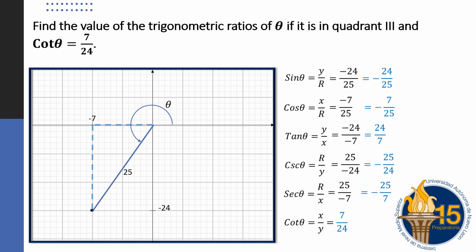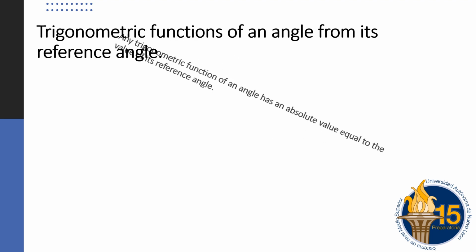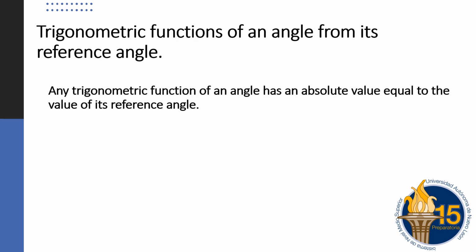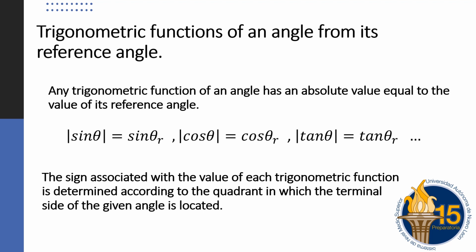So let's see the following definition. Any trigonometric function of an angle has an absolute value equal to the value of its reference angle. It means that the absolute value of sine of an angle equals sine of the reference angle, and it is the same with the absolute value of cosine of the angle that is equal to cosine of the reference angle, and the same with the other four trigonometric functions. The sign associated with the value of each trigonometric function is determined according to the quadrant in which the terminal side of the given angle is located.